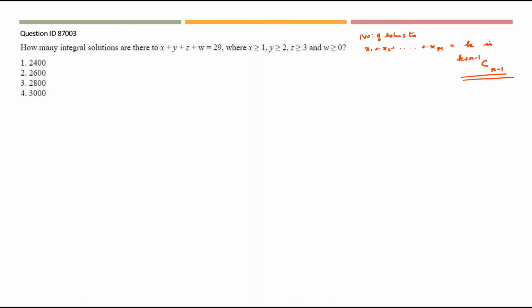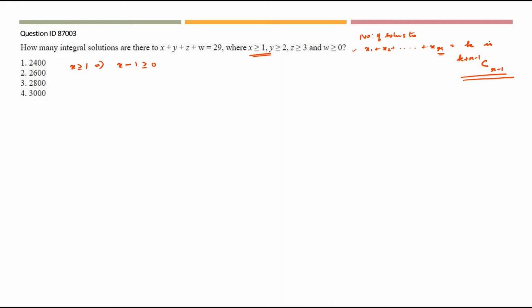So this will give the number of solutions. How should the equation be? It will be in the form of x1 plus x2 plus xr is equal to k. So there will be r number of terms and k will be the constant in the right hand side. There are 4 variables, namely x, y, z and w. We have to change this to x1, x2 format. We will first rearrange this part. X greater than or equal to 1 can be written as x minus 1 greater than or equal to 0.